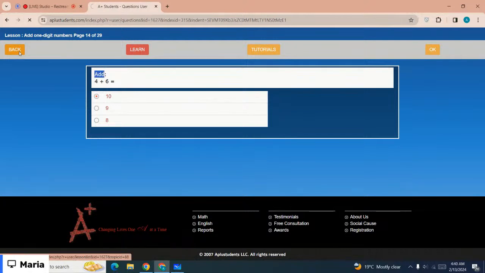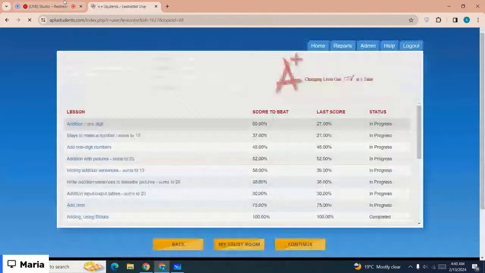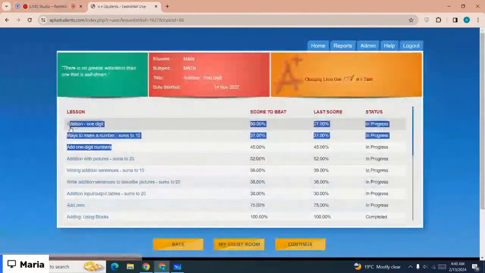So, we were working on grade 2 math. We have started with the chapter patterns. The lessons we have covered today are repeating patterns and growing patterns from the chapter patterns. Then we have started the chapter addition one digit, and the lessons we have covered from the chapter are addition one digit, ways to make a number, sums to 10, and add one digit numbers.